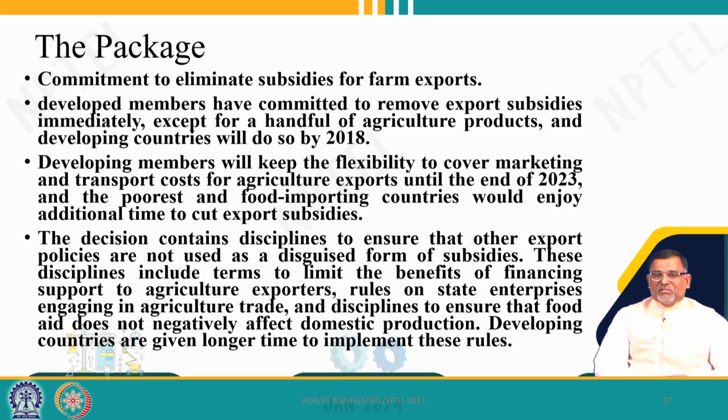So, the commitment was to remove export subsidies immediately by 2018. So, we are in another 5 more years. And also the flexibility is the transporting cost. They said that agriculture export we will allow up to 2023. So, we are in 2023 at the end, and this is applicable only to poorest and food importing countries. They will enjoy additional cut to export subsidies. But really whether it has happened or not, it has not happened.